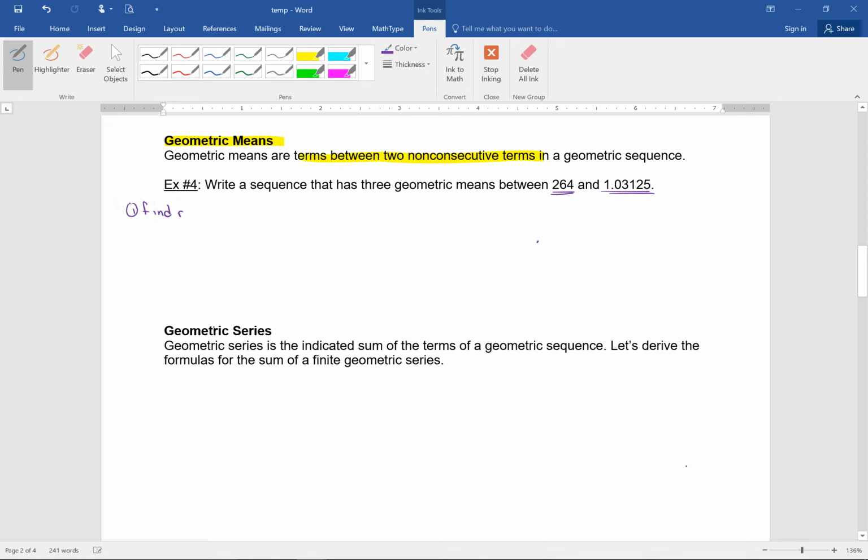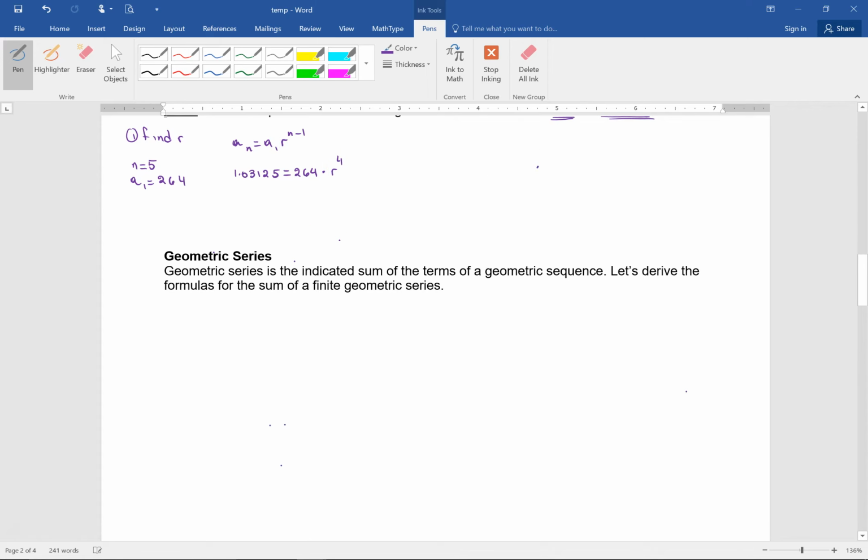Okay? To do that, though, how much is n? How many numbers are there in the sequence? 5. We do know because you have 2 here and we're going to put in 3 more. Yeah. N is equal to 5. And A1 is 264. That means AN is 1.03125. So AN, let me write that here. AN is A1 r to the n minus 1. 1.03125 is equal to 264 times r to the power of 4.